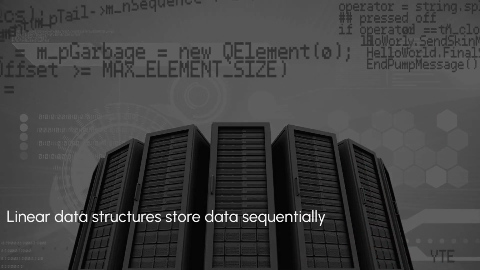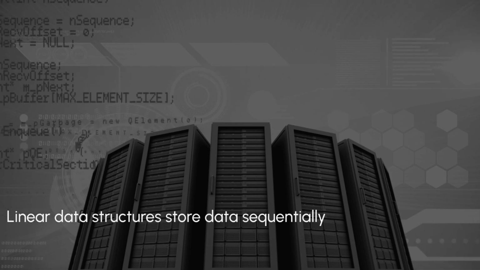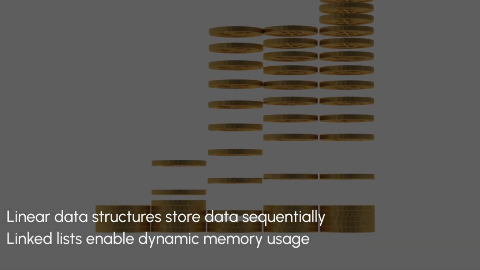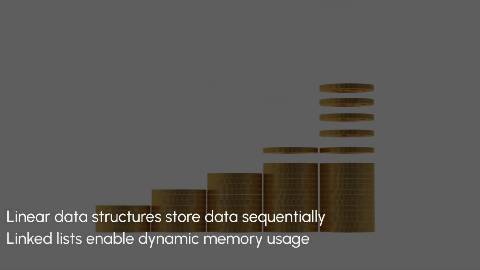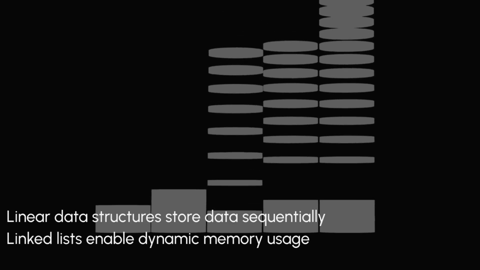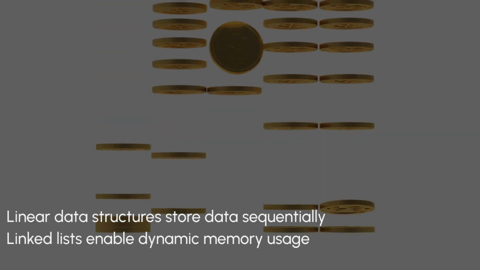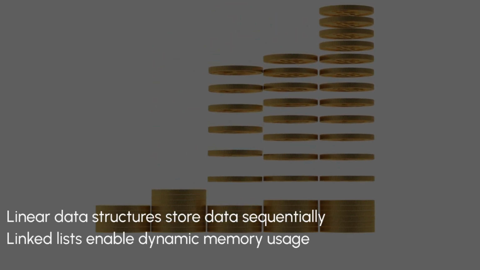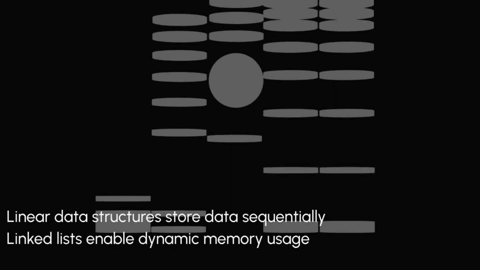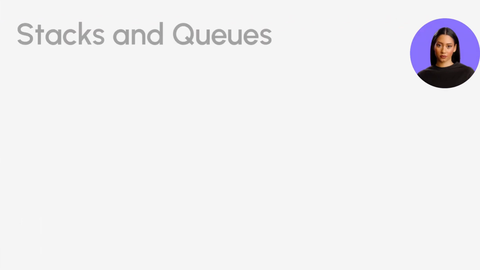Linear data structures store data sequentially, like a train where each item has a clear next and previous item. Linked lists are a type of linear structure where each node contains data and a pointer to the next node. They allow dynamic memory usage and come in variants like singly, doubly, and circular linked lists. Real-world analogies include treasure hunt clues, where each clue leads to the next. Use cases include dynamic memory applications and undo or redo operations.